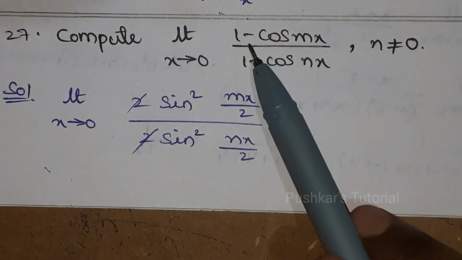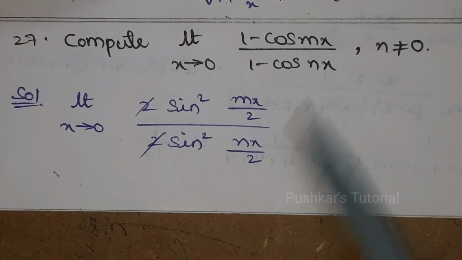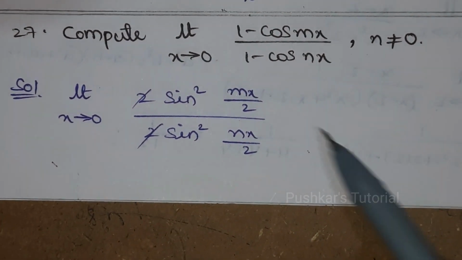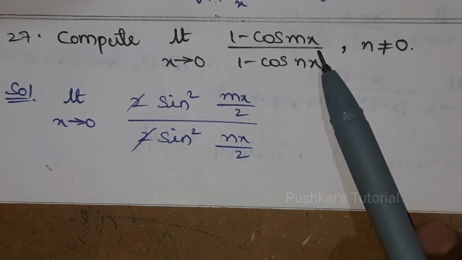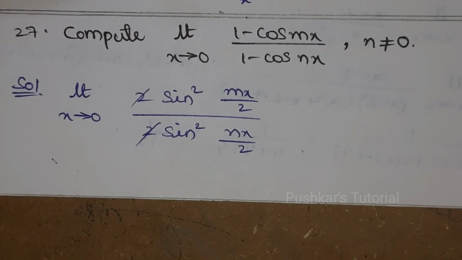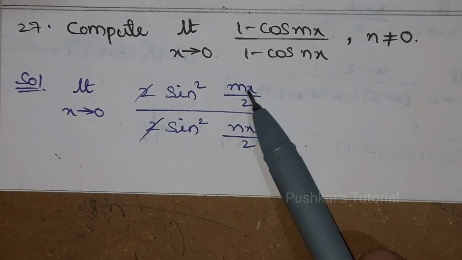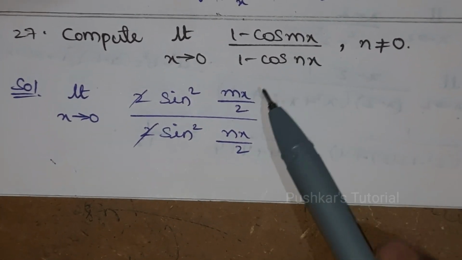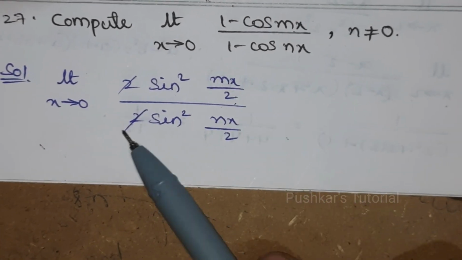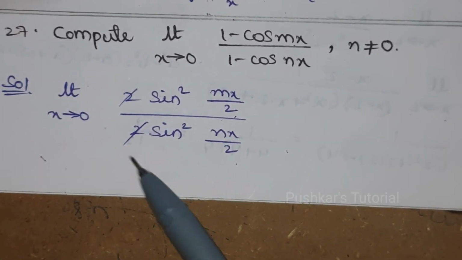Limit x tends to 0, 1 minus cos mx by 1 minus cos nx. This is important. Whenever trigonometry is coming, we have to use trigonometry formulas. 1 minus cos theta, in the previous problem we said, is 2 sin square theta by 2. How much angle is there in that? Half. So 2 sin square mx by 2, 2 sin square nx by 2. The 2 gets cancelled.